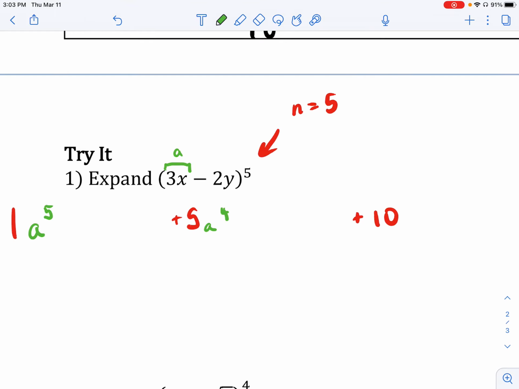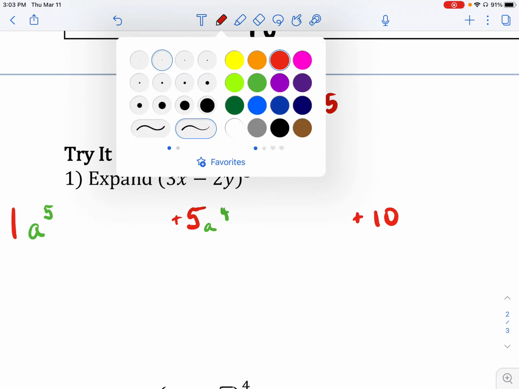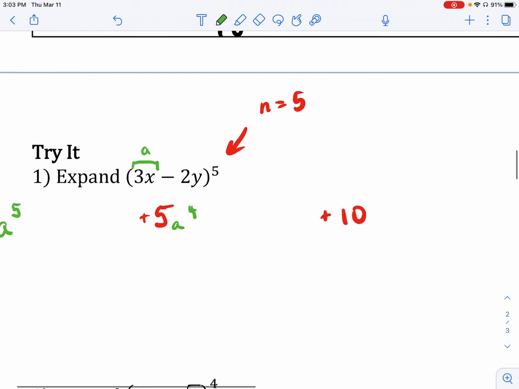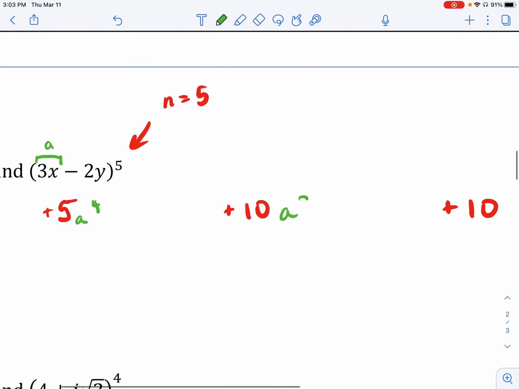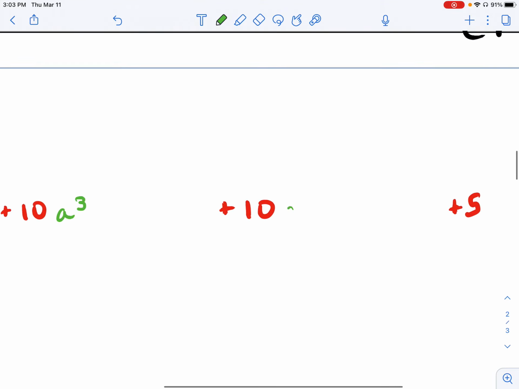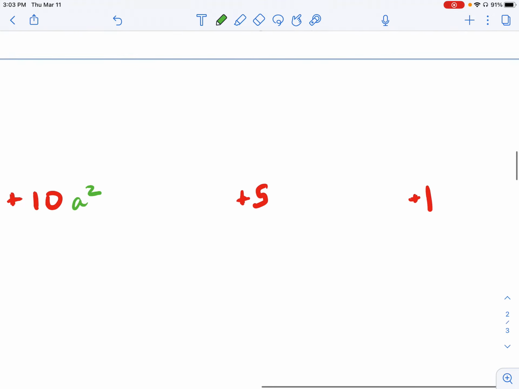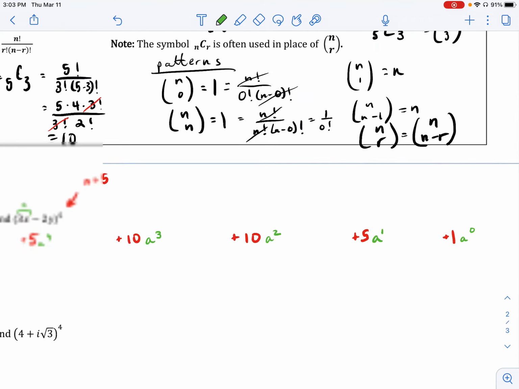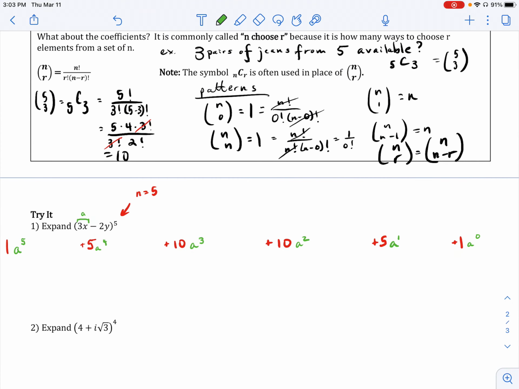I don't really like how that 5 looks. I'm going to fix that. Okay, all right, back at it. So a to the fourth, a cubed, a squared, a, and then a to the 0. I'll just write it. You won't always have to write that, but just make sure we understand that's a to the 0. So now we've done our a's.